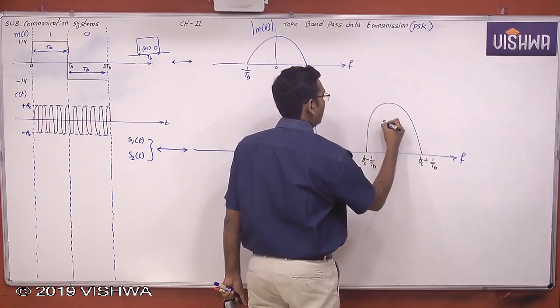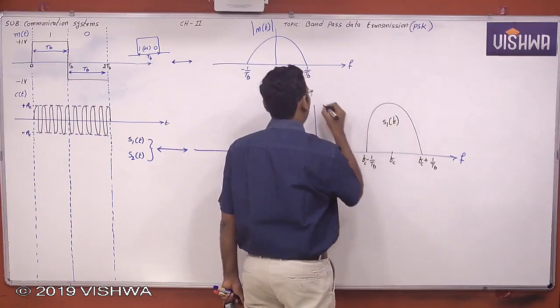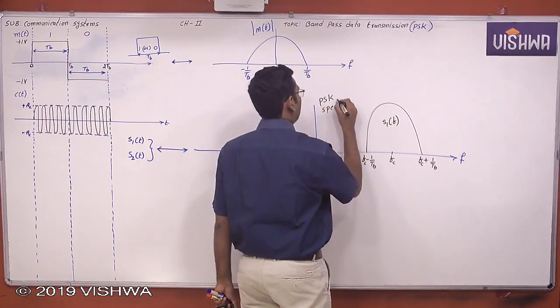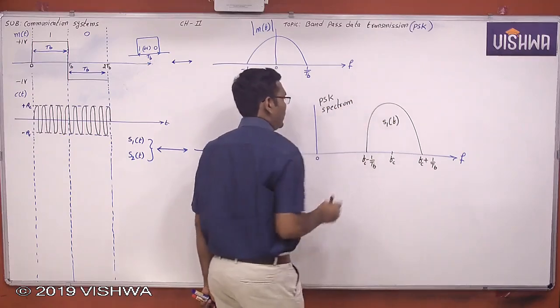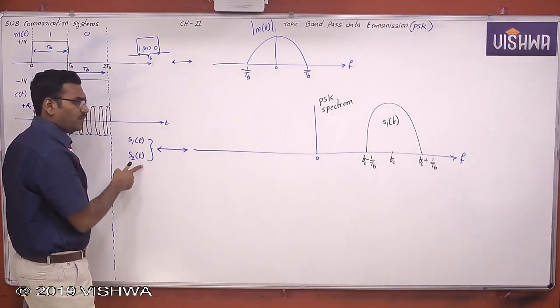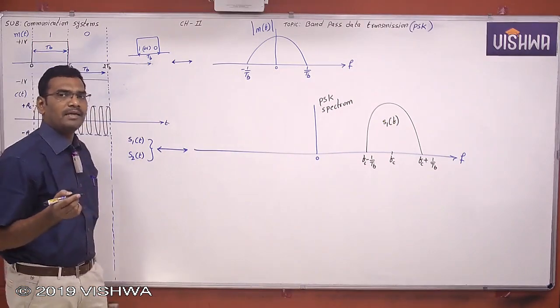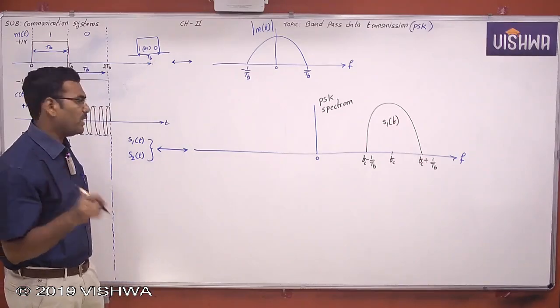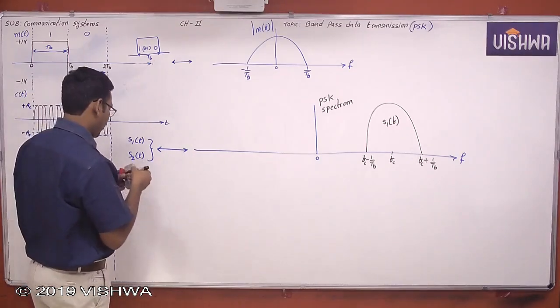This is for S1 of f, the PSK spectrum, the PSK signal in frequency domain. That is for S1 of t. What about S2 of t? S2 of t is minus AC cos 2 pi Fc t. Even if it is minus or plus, what is the frequency? The frequency is the same.